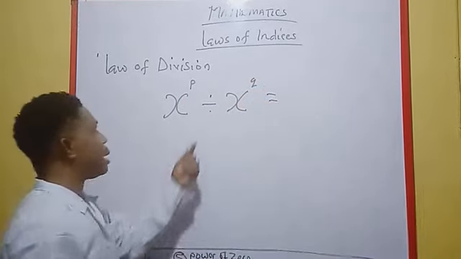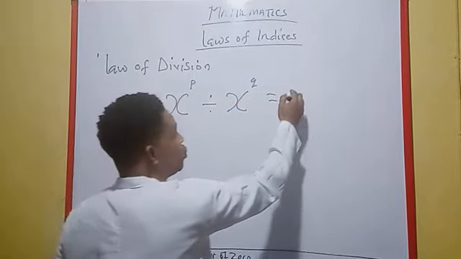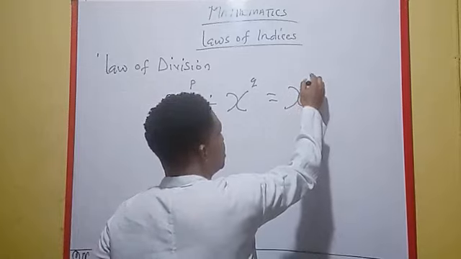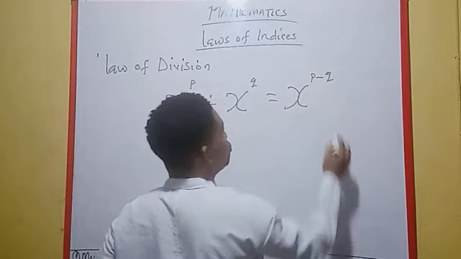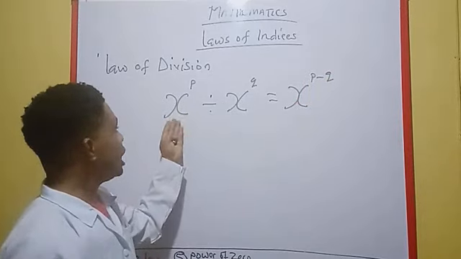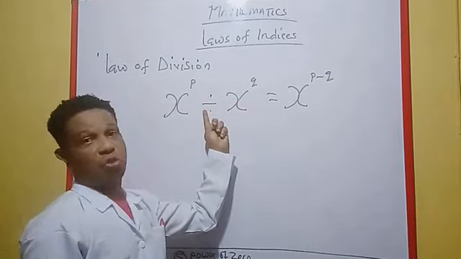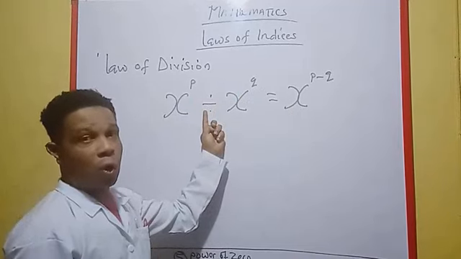Now, since we are applying division, here will be minus. For example, you have x raised to power p minus q. So you subtract the power. Now they have a common base, you take it, then you subtract the power when it is division. So it's called the law of division.